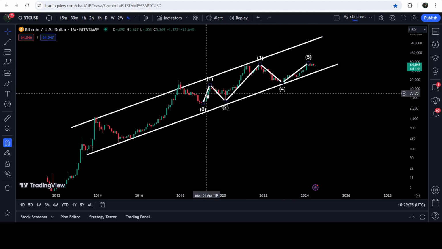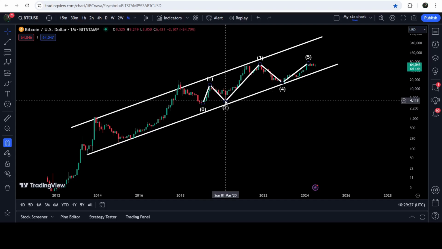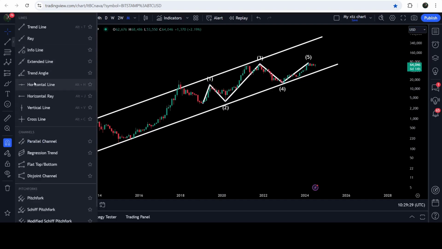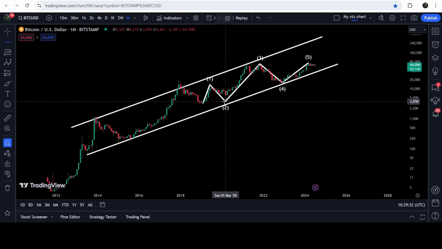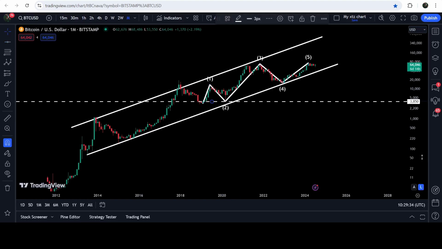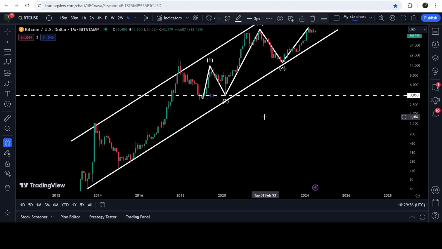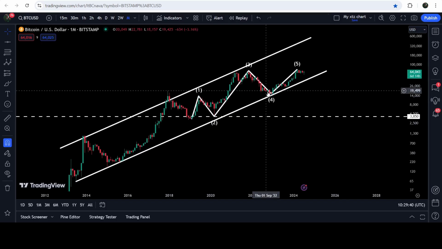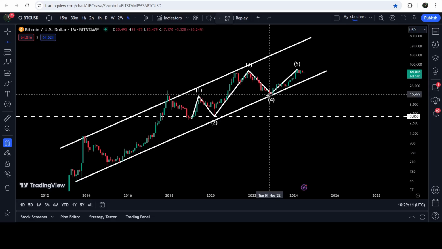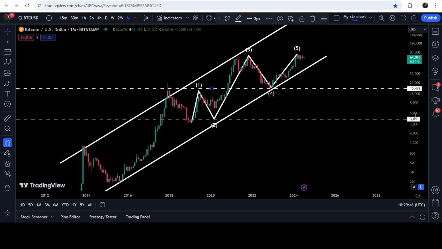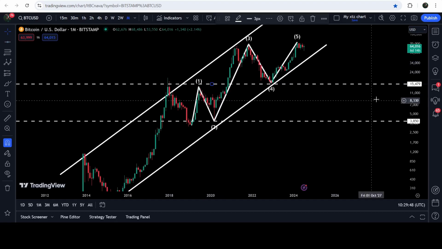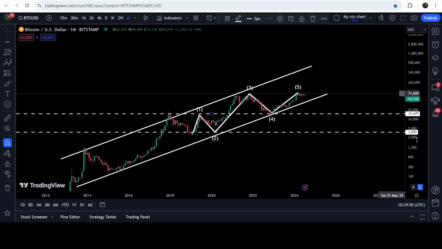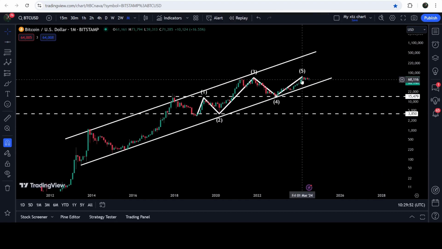This was the impulsive wave 1, then we have the correction wave 2. That does not, by the way, retrace more than 100% of wave 1. If I place a trend line here, then you can see that it is not retraced more than 100%. Then we have another impulsive wave 3. Then we have the correction wave 4. And if I place a trend line here at the bottom of wave 4, then you can see that it is not overlapping wave 1. And now the price line is forming the wave 5. And in today's video, we will once again analyze this move.